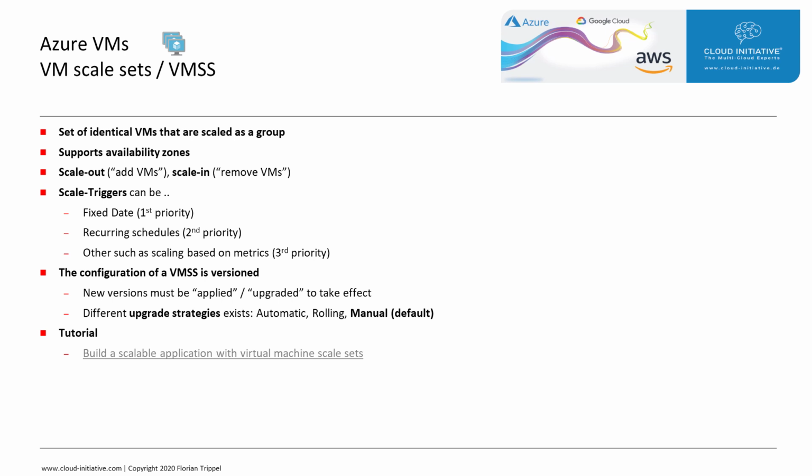With the VM scale sets we can deploy and scale a group of identical VMs. Common scale triggers are scaling on a fixed state, scaling based on a schedule, and scaling based on metrics.